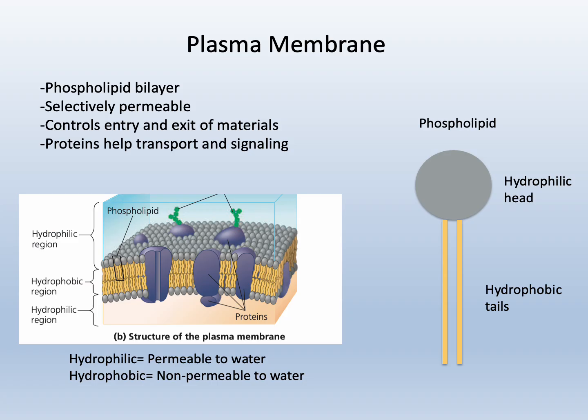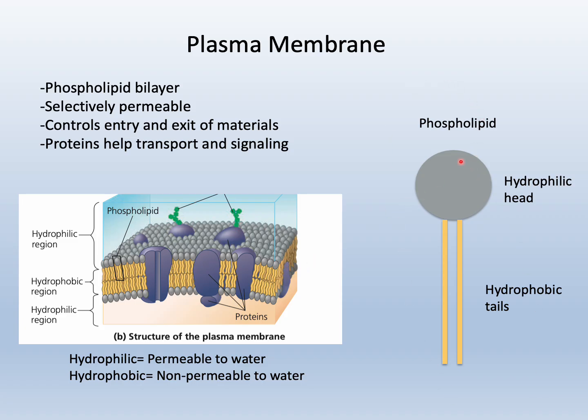Let's move on to a really important cell organelle, the plasma membrane. The plasma membrane surrounds the cell and acts like a security gate. It controls what enters and leaves the cell, and it helps maintain a stable environment. Without the plasma membrane, the cell wouldn't be able to function properly. It has a phospholipid bilayer, as you can see here. The phospholipid bilayer consists of two layers of phospholipids.